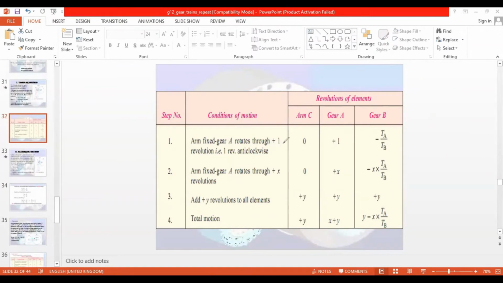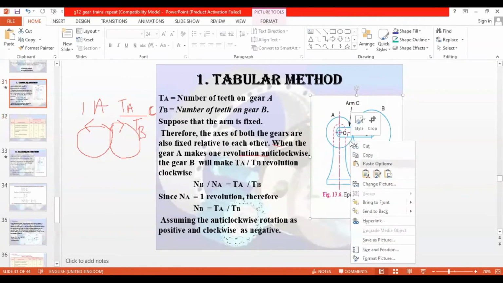Arm fixed, gear A rotates through +1 revolution. So the condition is that the arm is fixed, so there is no movement for the arm. Gear A rotates through 1 revolution, that is, 1 revolution anti-clockwise. So now it is obvious that gear B is going to make a clockwise revolution. If A is making 1 revolution anti-clockwise, then B will make TA by TB revolution clockwise. That's what we have seen in the last slide.